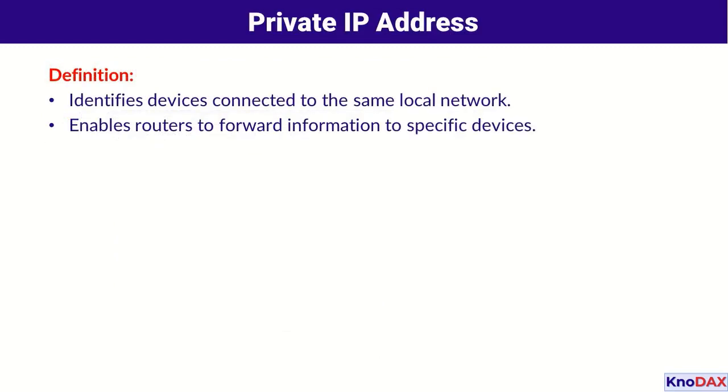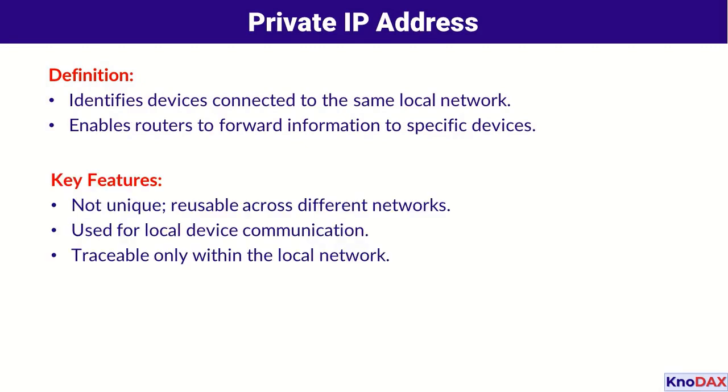Let's talk about private IP addresses. A private IP address is used to identify devices connected to the same local network. It's crucial for enabling routers to forward information to specific devices within that network. Private IPs are not globally unique. Instead, they're reusable across different networks, which helps conserve the limited pool of IP addresses. They are specifically designed for local device communication and are traceable only within the local network.